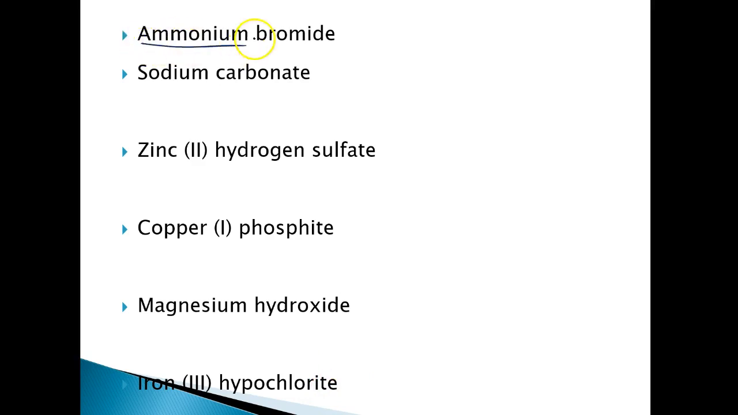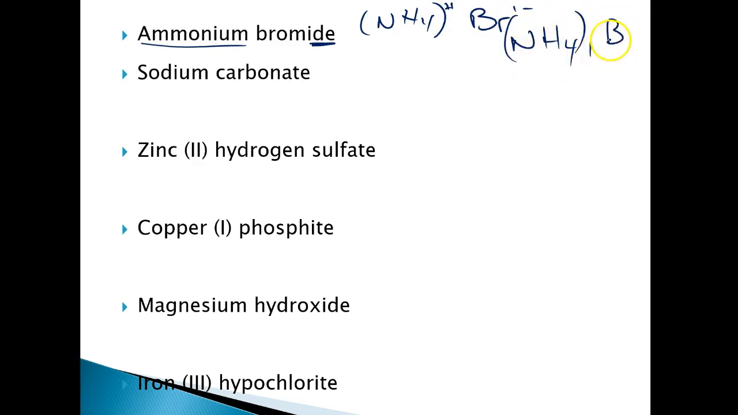So for the first one, ammonium, that's the NH4. Bromide is not on the polyatomic chart. That means it comes off of the periodic table. So when you drop and swap this one, you get NH4Br, and I'm going to leave it in there for now.